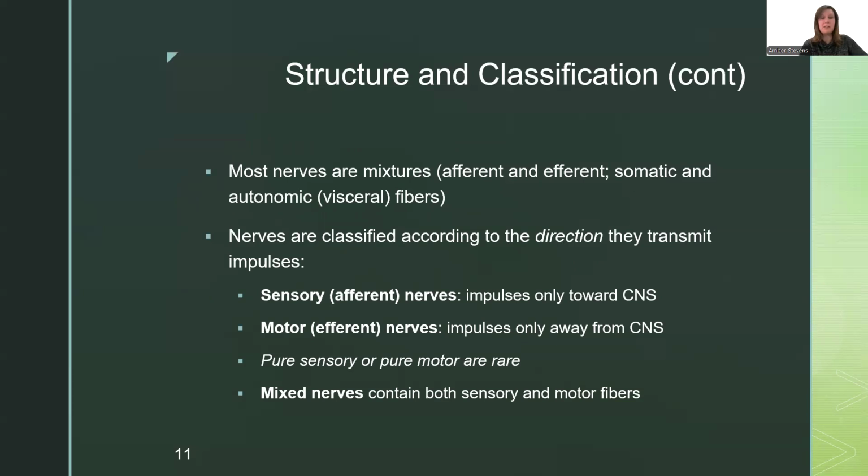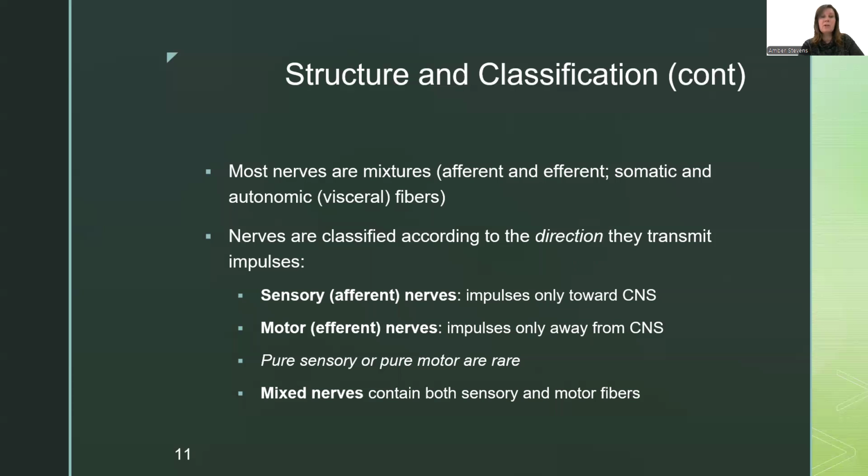All right, so here we're going to talk about what the nerves sense, right? The structure and the classification. We're going to be talking about afferent and efferent, somatic, autonomic, and visceral fibers. Okay, so sensory is your afferent nerves, and they send impulses to the brain, to the CNS. Your motor is efferent, and they send impulses away from the brain to your muscles.